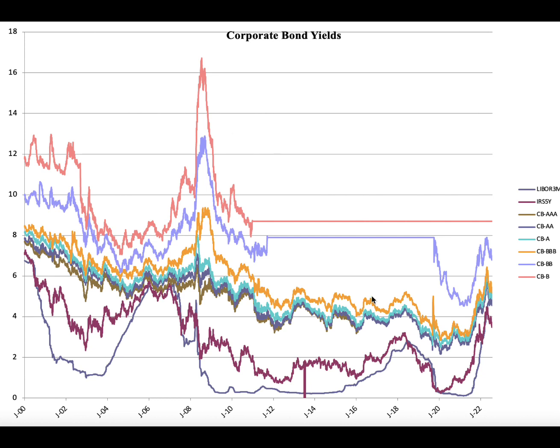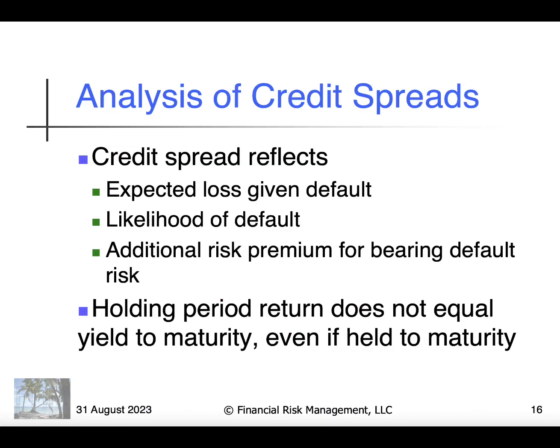And so that does not necessarily mean that you get a higher holding period return. In an analysis of the credit spreads, when thinking about credit spreads, we have the expected loss given default, and we have the likelihood of default. And there's also the additional risk premium for bearing default risk. It's important to disentangle these issues. Clearly, a double B rated bond has a higher likelihood of default than a double A rated bond. However, different industries have different expected losses given that a default occurs.